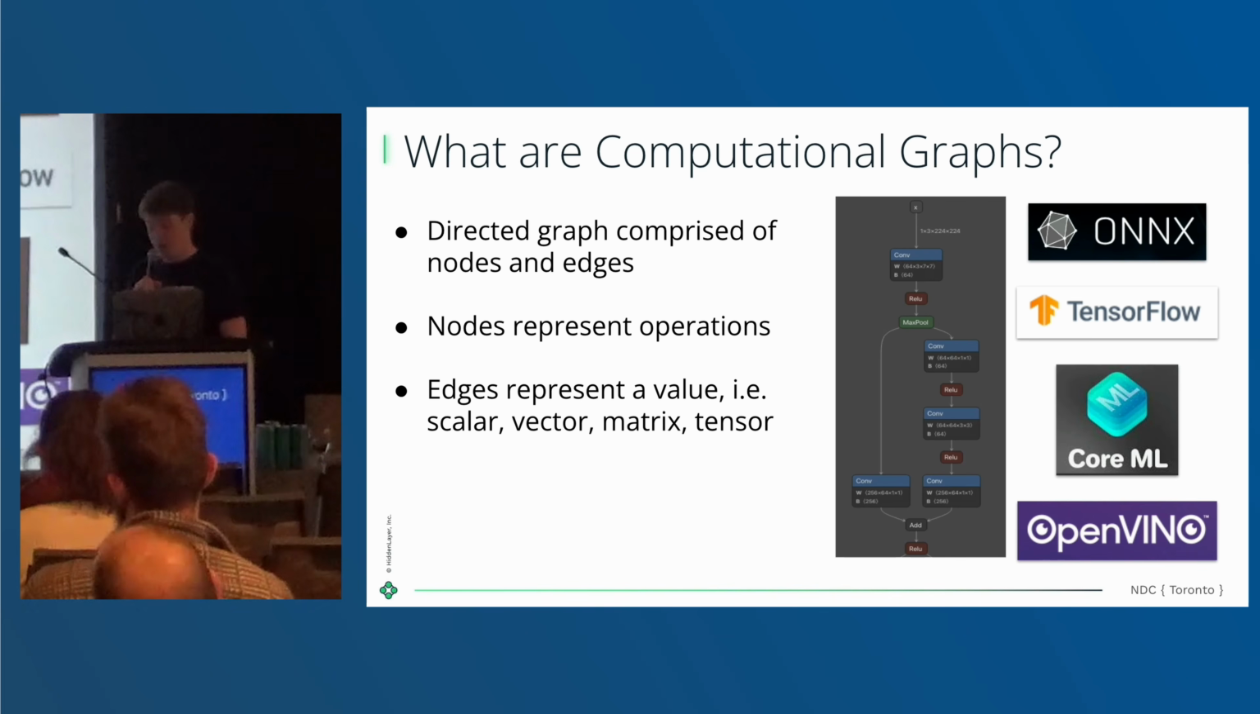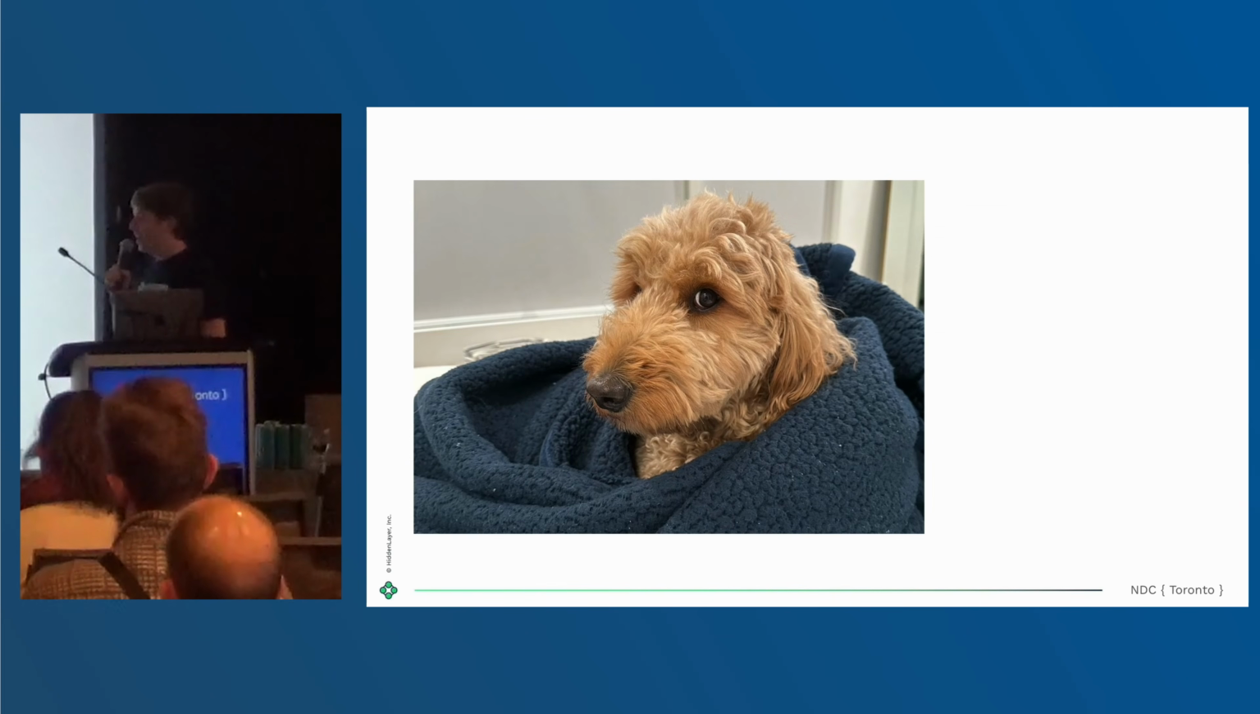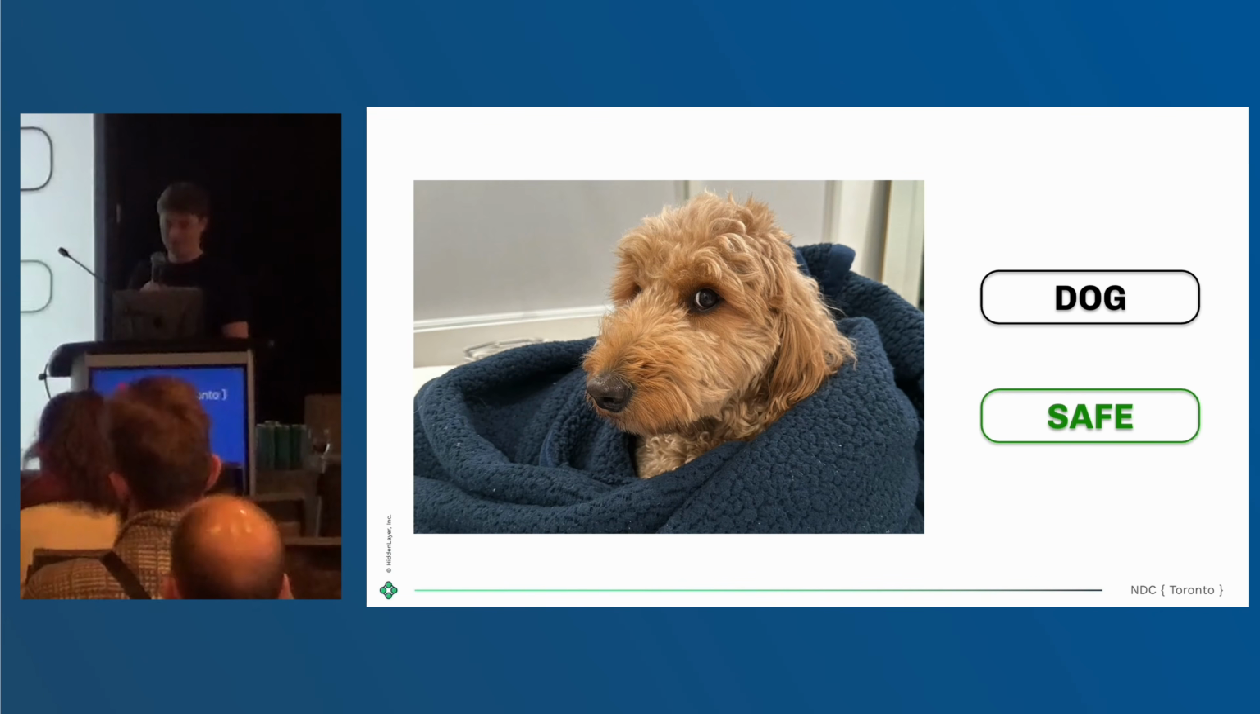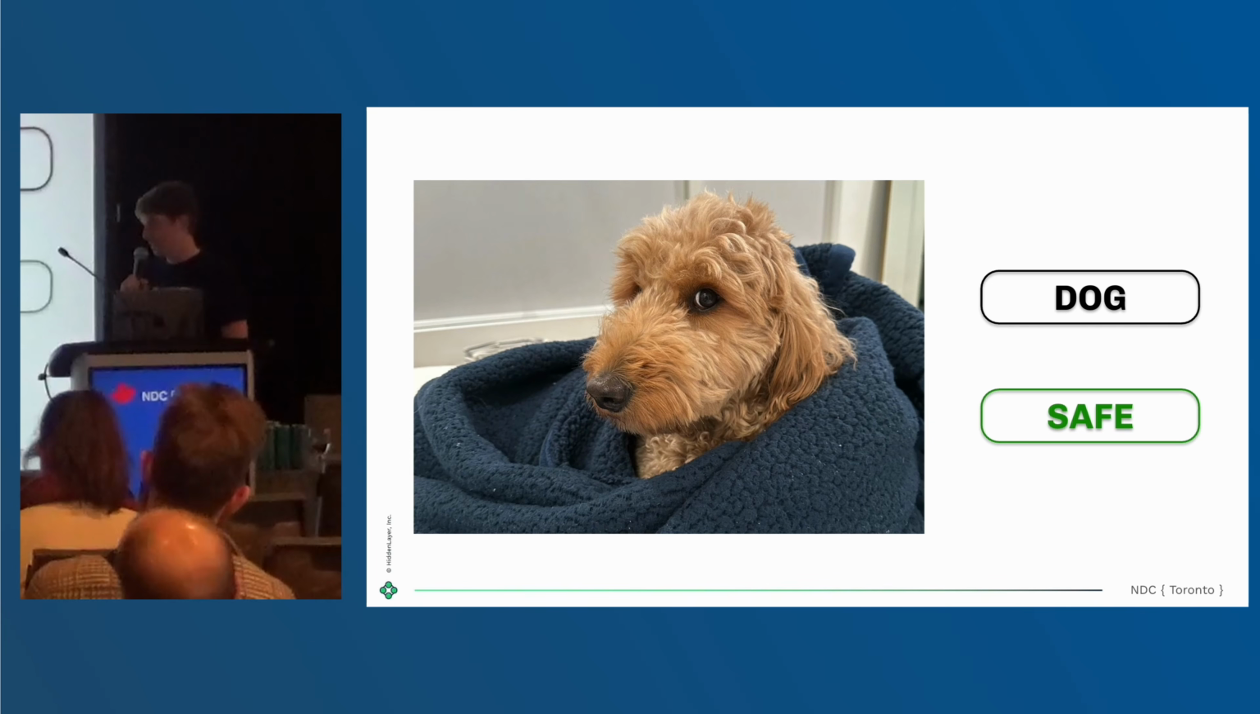Okay, model's ready. Perfect. Send them over. So first one is my amazing doodle dog at home. What is it? That is classifying as a dog, and that is safe. Okay, perfect. You ready for another test? Let's go for it.